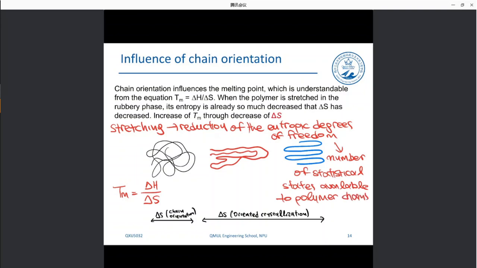So when we stretch, we reduce the entropic degrees of freedom. And what does that say? It tells us that the chains do not have many options in order to take different forms. If you make a chain random, you have like a million different types of combinations you can do. If you make them straight, there aren't too many types of conformation that these chains can take. So you can realize that with stretching, we reduce the entropy. And by reducing the entropy, that leads to an increase in the melting point. It is very simple.